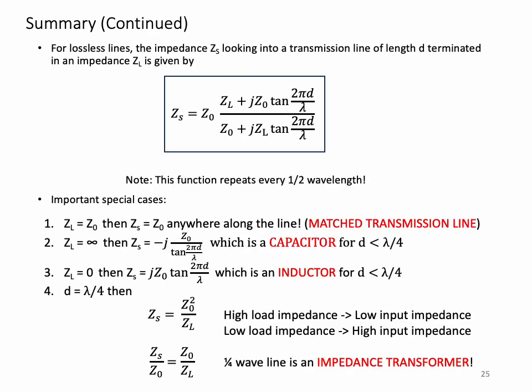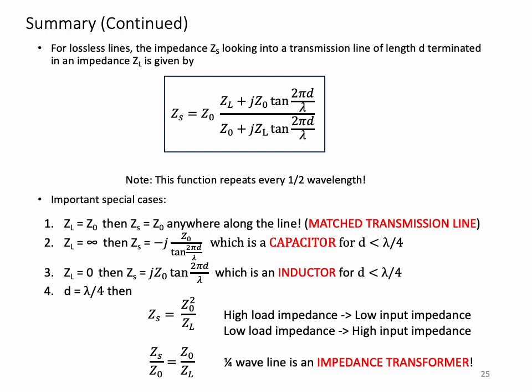For lossless lines, we showed that the impedance ZS looking into a transmission line of length D and terminated in an impedance ZL is given by the relationship in the box above. ZS is equal to Z0 times the ratio of terms which involve the load impedance, the characteristic impedance, the length of the line, and the wavelength. Note that this function repeats every half wavelength, so the impedance is the same every half wavelength, and this is a consequence of the tangent function.